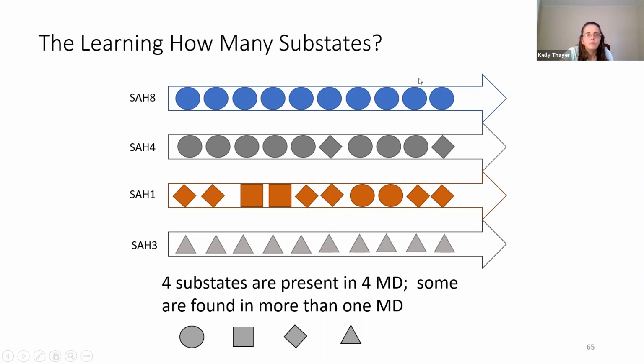But in this, we're going to have a variety of snapshots that have different shapes, which suggests that they have different conformations. This says that there are 4 substates present in 4 different MDs. So here are the 8 MDs, and the 4 substates are the 4 different shapes that are represented. Some are going to be found in more than one MD.